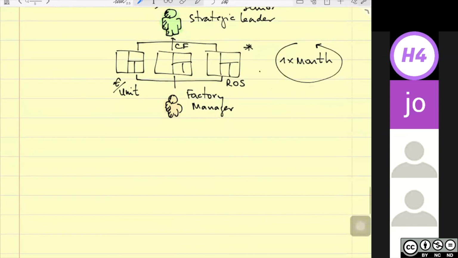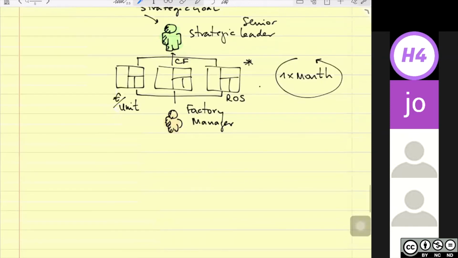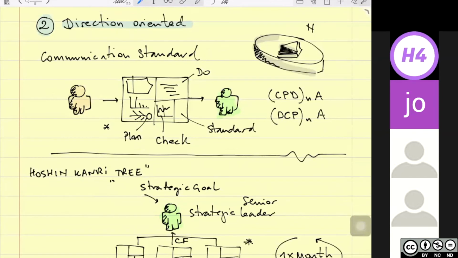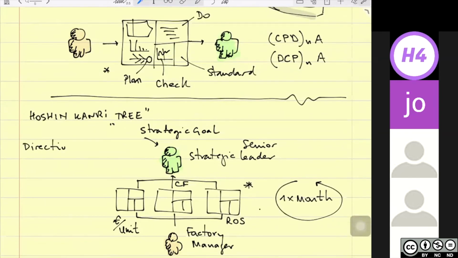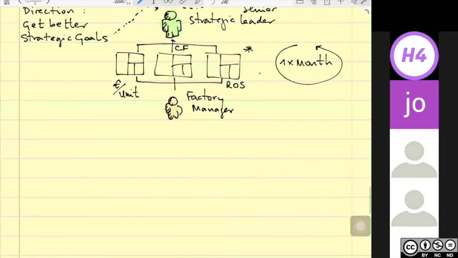So now imagine I want to cascade this information down, but it is important: I am not working with a goal here. I am working with something that is not a goal. It is a direction. The direction is I want to get better, and it is given by the strategic goals, which are extrinsic to the organization. Okay. So the factory manager breaks down this information, and we will see next week how we do that.